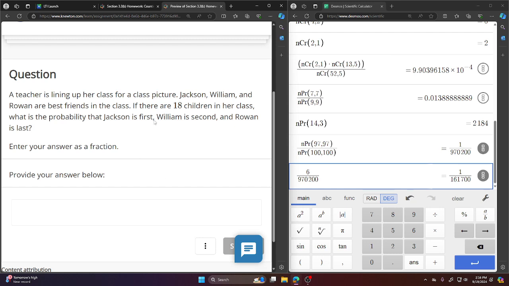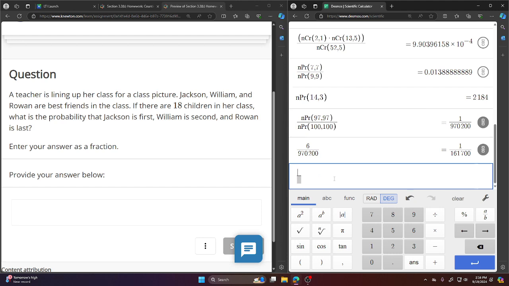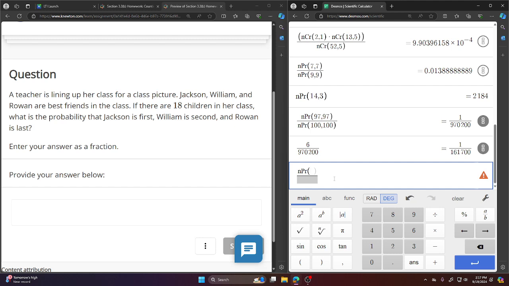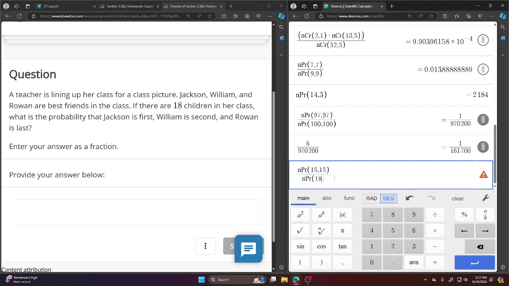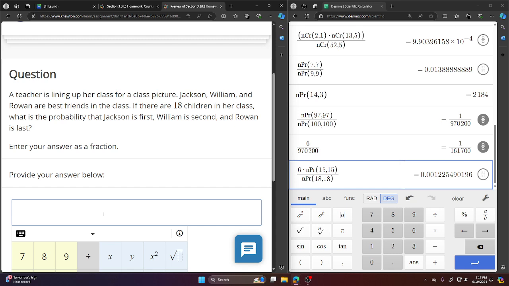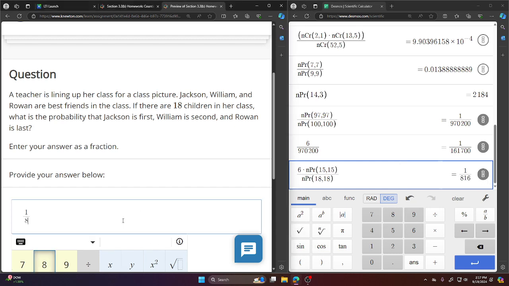Oh, they're lined up for the picture. We have got this. You're going to help me. We got this, right? NPR lined up for a picture. Who is moving around? 15, 15. Who's total in the picture? 18, 18. And then we can have those friends move in different positions, right? The 6 different ways that they can be in different places. Oh, wait. Fraction. All right, cool. Here we go.